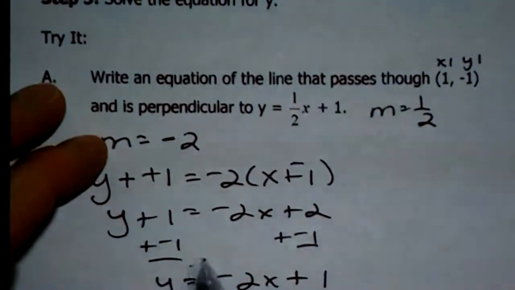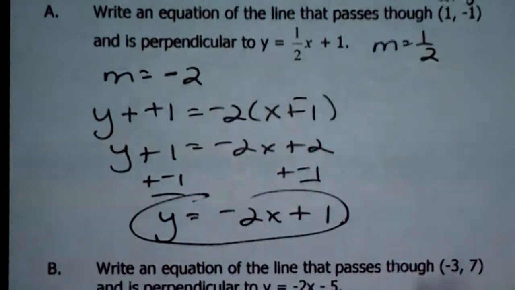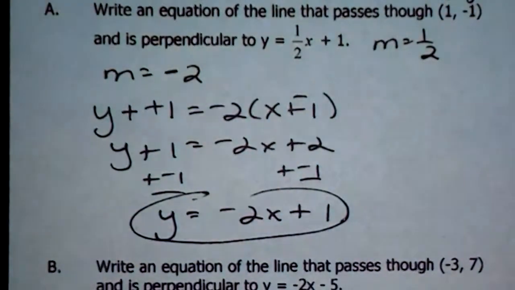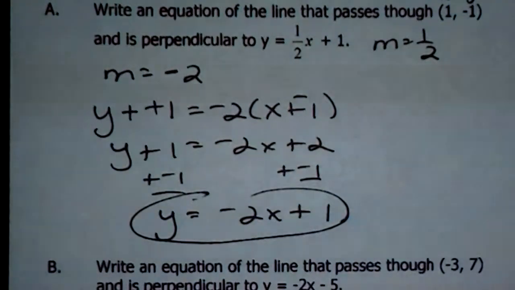Voila! So this equation here, if on your graphing calculator you typed in y equals 1/2 x plus 1, and you typed in negative 2x plus 1, and you pressed graph, you're going to see two lines that kind of form a plus sign, if you will. That's kind of what perpendicular looks like. There'll be right angles all over the place.